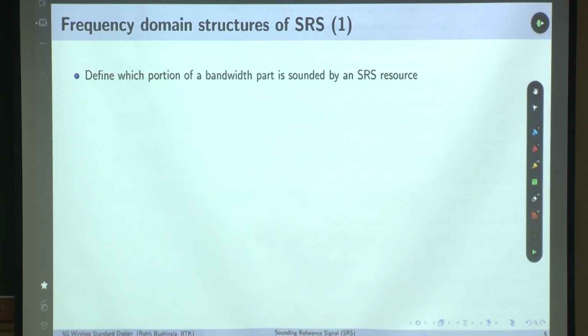Okay, if it is a cheaper or IoT kind of device, it's configured only for a very small bandwidth part. So what we are discussing here is SRS in the frequency domain. The base station might be interested in estimating a small part of that bandwidth part or the complete bandwidth part. It could happen that when the UE is entering the network, the base station wants to find out the channel of the complete bandwidth part because it does not have any information, right?